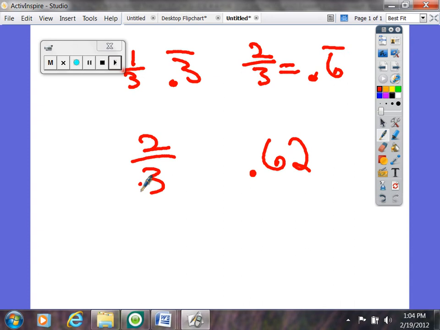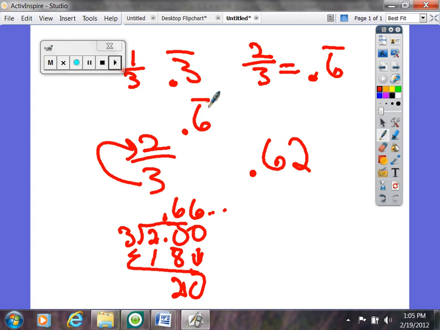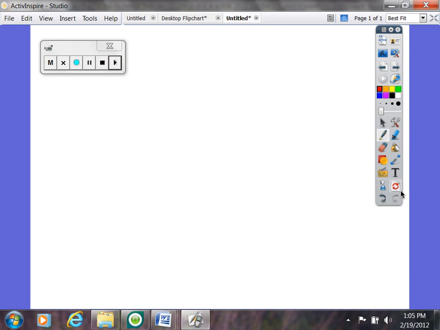They're either going to have to divide 3 into 2, and you're going to see that you're going to get 6's forever. It's never going to end. Keep dividing till you know what's going to repeat. Well, I know my 6's are going to repeat. Well, this is what I've got. I've got 0.6's forever, 0.62. Well, 0.6 is forever. That means in the hundredths place here, I would have another 6. So that's bigger, okay?